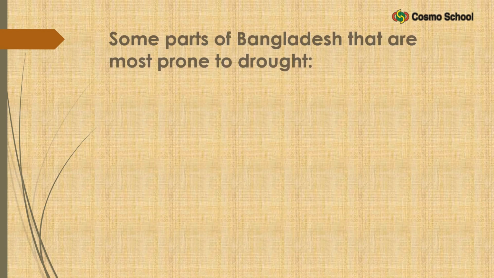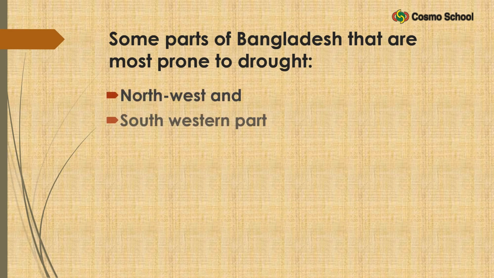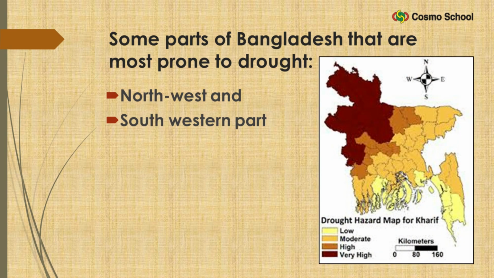Some parts of Bangladesh are most prone to drought. In Bangladesh, in the summer season, we have to face drought in some areas. For example, especially in the northwest, Dinajpur, Rangpur and Rajshahi districts, where there is less rain in summer and fewer rivers, and the southern part is also facing drought impacts. For your better understanding, have a look at the map that shows the drought-prone parts of Bangladesh from low to very high scale.